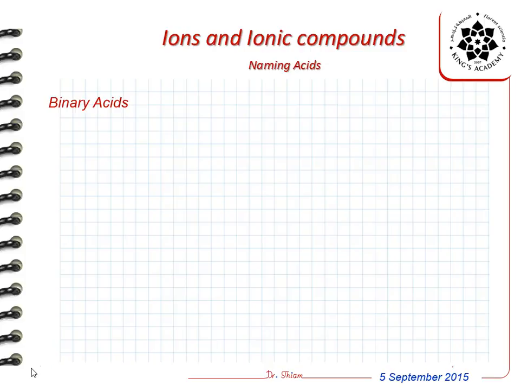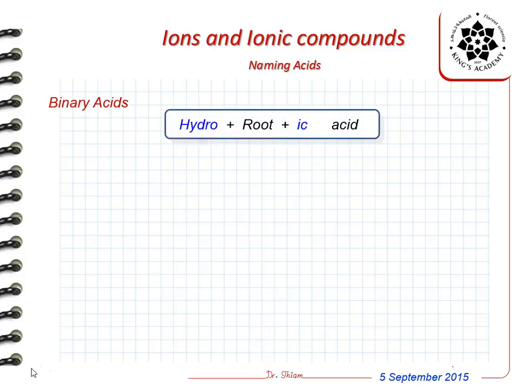Now, how do we name binary acids? First of all, what are binary acids? Binary acids are acids that are made of hydrogen and one other element, and that other element should be a non-metal. Okay, how do we name them? This is how. We use hydro plus the root of the non-hydrogen element, which is the non-metal, and then we add ic at the end plus the word acid.